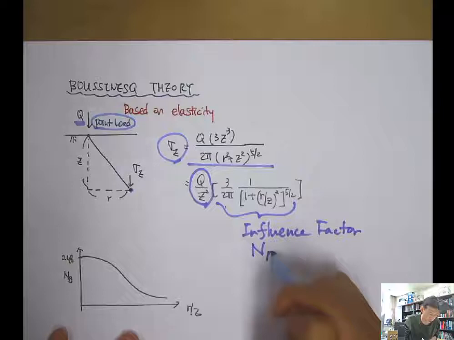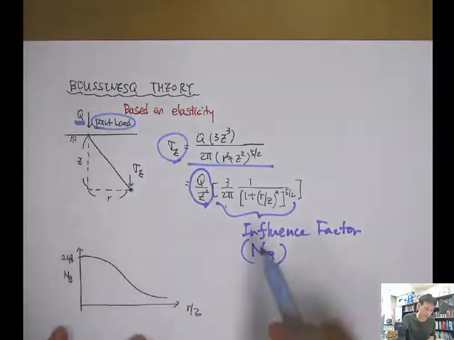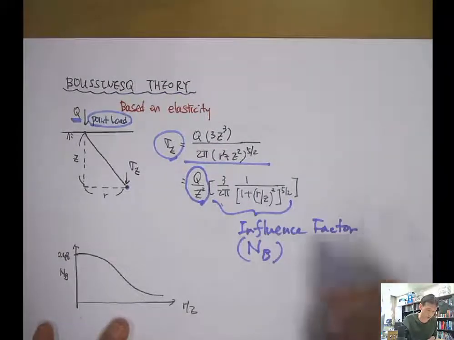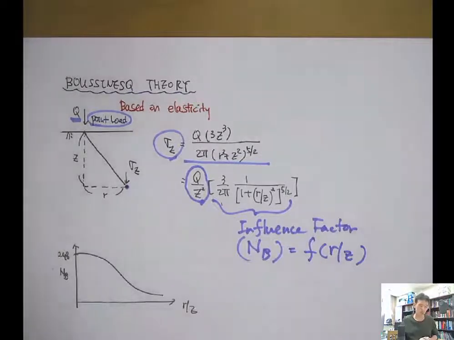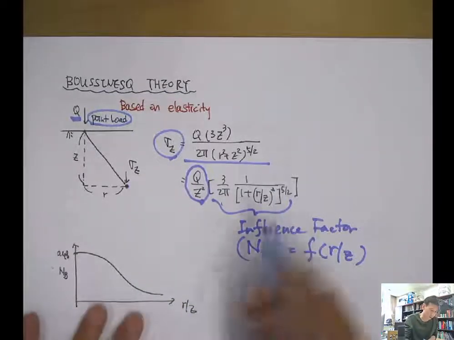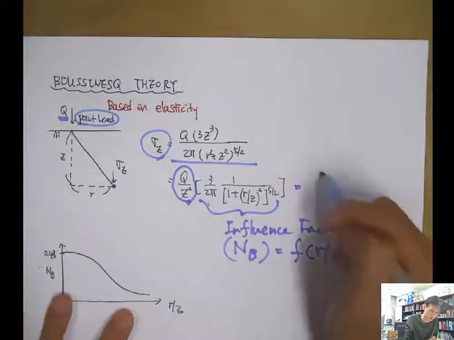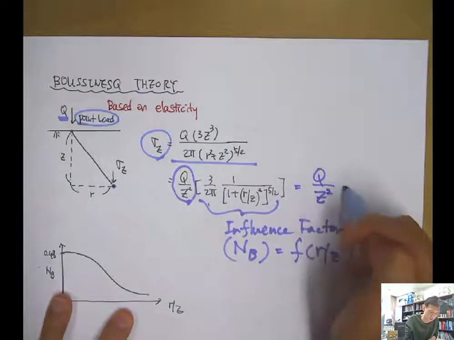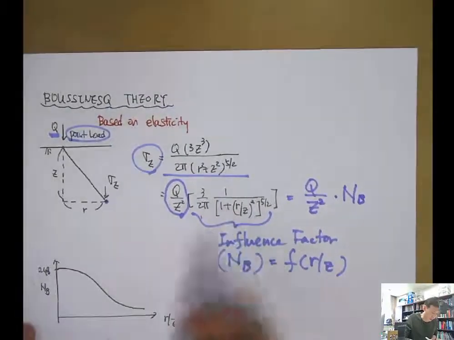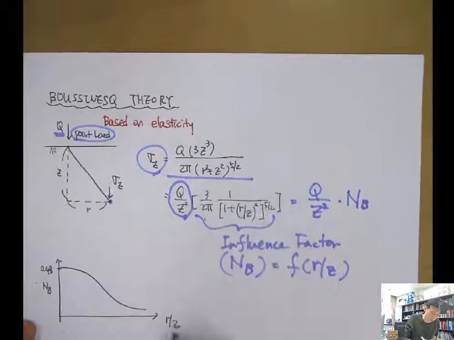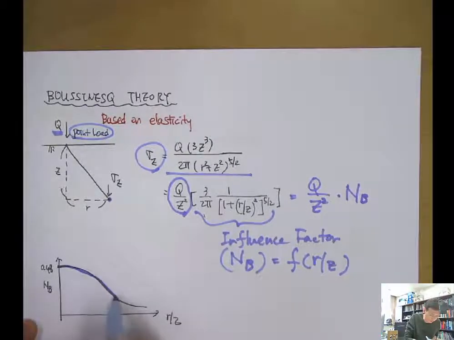And it's called the NB. And influence factor is a function of R over Z, right? And the rest of them is just a constant. So then this equation becomes Q over Z squared and NB. And this NB, when you plot this one with the R over Z, it decreases like this.